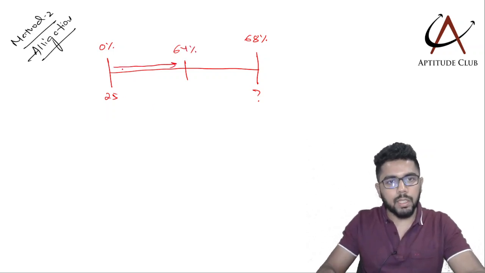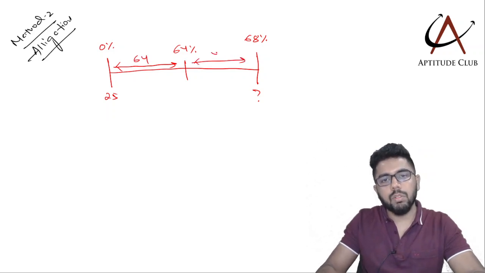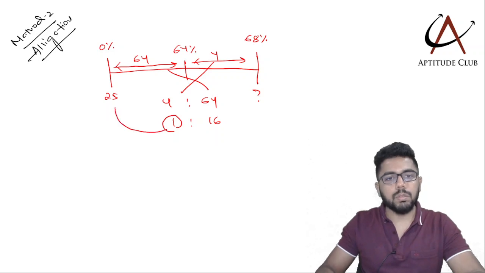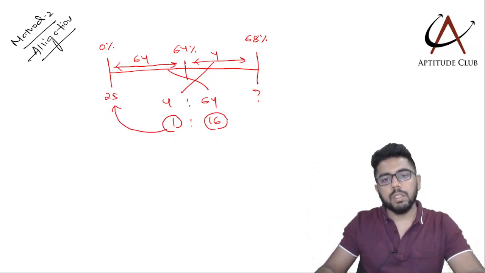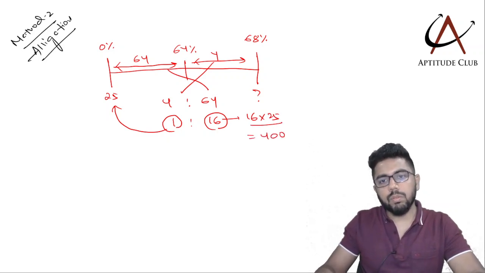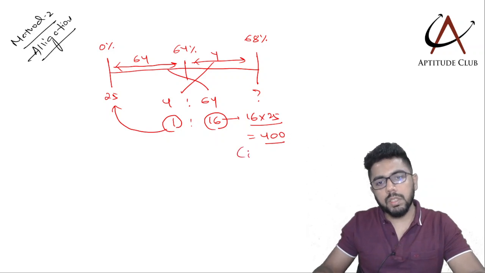So if I apply alligation here, this is 64 and this gap is 4. So alligation, it gets interchanged. So 4 is to 64 or 1 is to 16. So if 1 corresponds to 25, then 16 should correspond to 16 into 25. 16 into 25 is 400. 400 is basically the initial population.